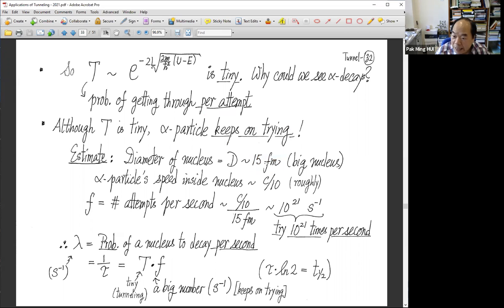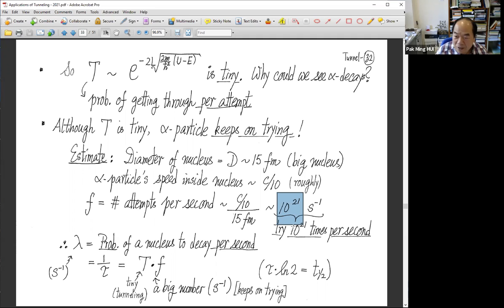From the kinetic energy, we can estimate roughly the speed of the alpha particle moving inside the nucleus. So hey, let's take it to be 10% of the speed of light. You can take another number, it doesn't matter, okay? The point is still there. So per second, the alpha particle travels back and forth in the nucleus 10 to the 21 times. So it is really trying very hard. Every second, it is making 10 to the 21 attempts.